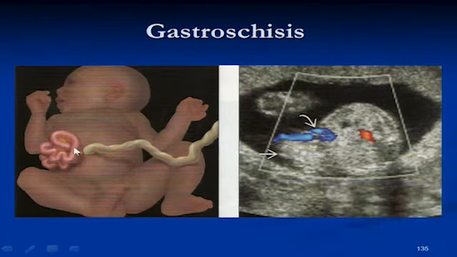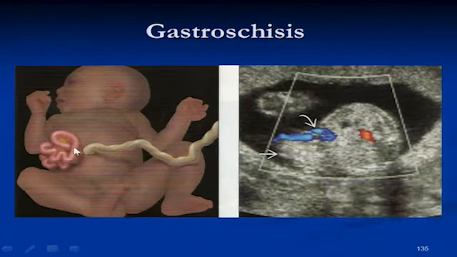So there are already 3 features. One is the cord insertion is normal. Two is the defect is para-umbilical, to the right of the umbilicus. And three is there is no covering membrane. Okay? How does this bowel look? This is floating bowel within the amniotic cavity. That's what we call cauliflower appearance, loops of bowel floating together within the amniotic cavity.